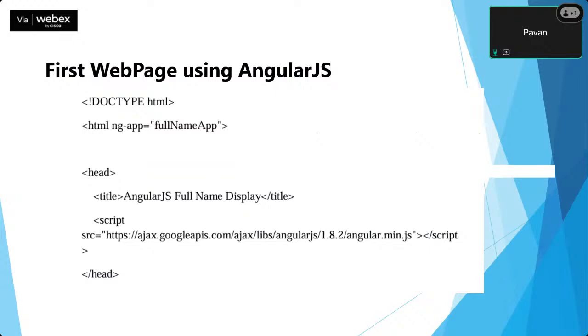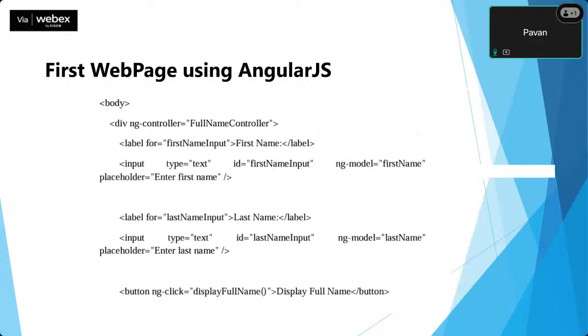Okay, so let's move on to the next part, that is the main body. Inside the body we are creating one division, and as I said before, to control the data we need a controller, right? As we are using AngularJS, to control the data that we are taking as inputs, that is first name and last name, we need a controller. So that's why we are creating a controller named full name controller.